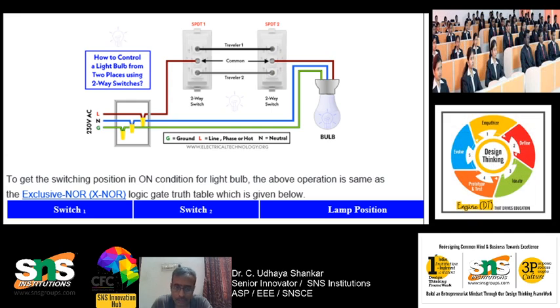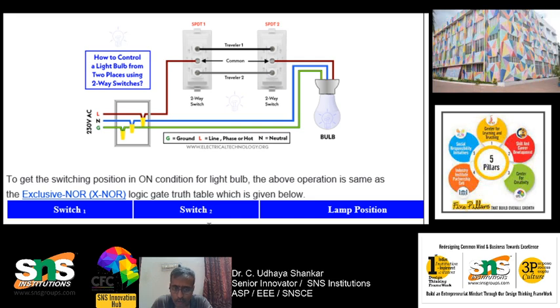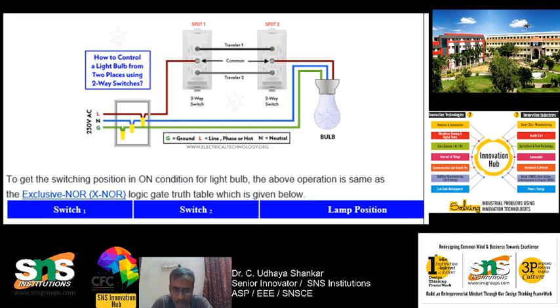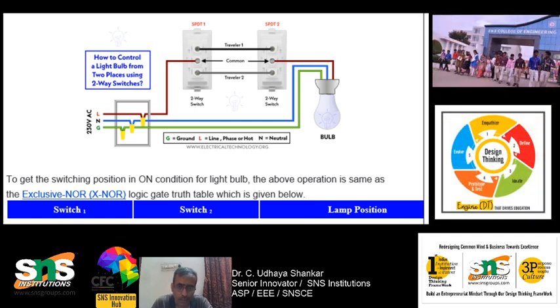Whereas if both switch 1 and switch 2 are in on condition, then the lamp will be in on position. So you can see that the lamp will be on only when both the switches are on or when both the switches are off. Hence it is called an exclusive NOR circuit. In exclusive NOR, the truth table will be something like this. If it is 0 0, the output will be 1. If it is 1 1, the output will also be 1. Whereas if it is in toggling condition, that is 0 1 or 1 0, the output will be 0. So this is how we are going to control a single bulb using two different switches at two different locations.